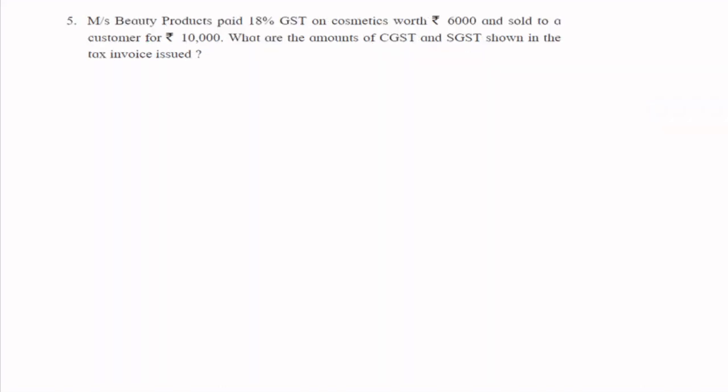Beauty products paid 18% GST on cosmetics worth rupees 6,000 and sold to the customer for rupees 10,000. What are the amounts of CGST and SGST shown in the tax invoice issued? Now there is a twist in this question, so it's very tricky. What is the trickiness in this question? The moment they bought this with 6,000, they paid 18% GST and sold the same product for 10,000 rupees and collected 18% GST from the customer.